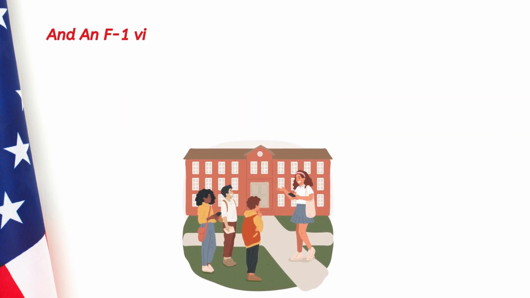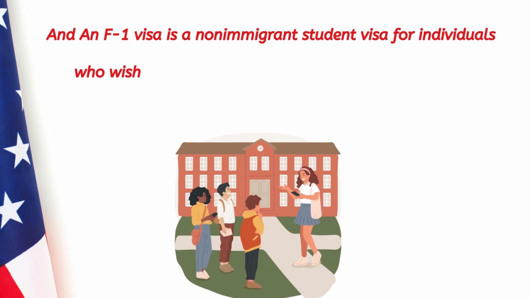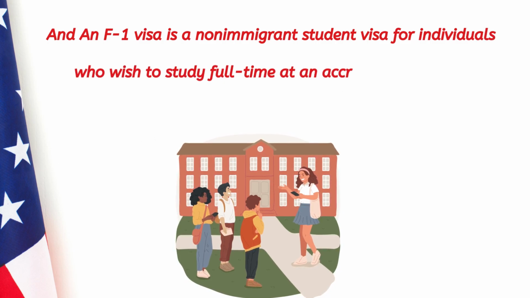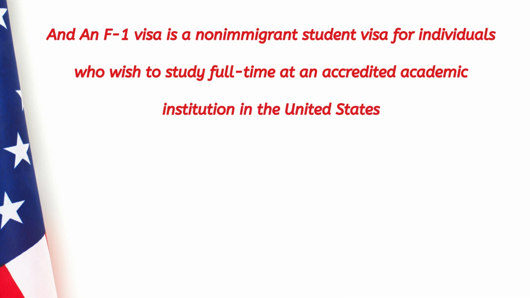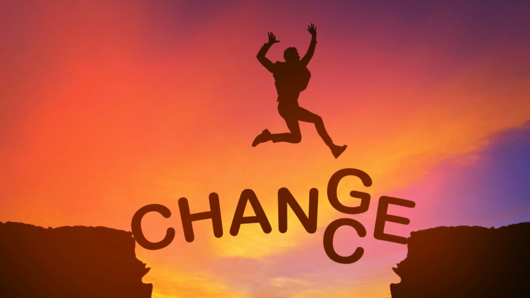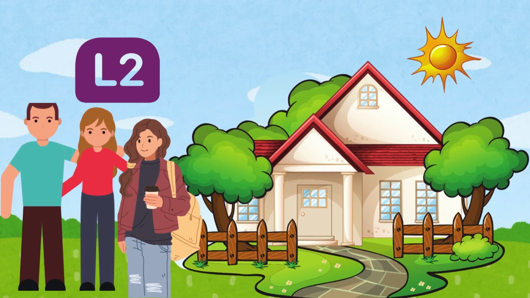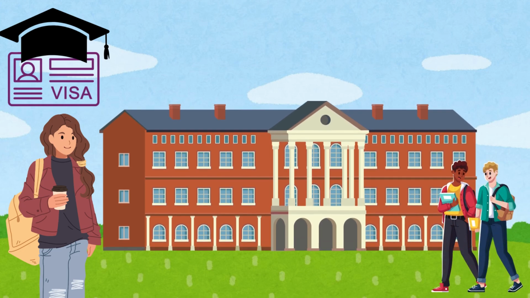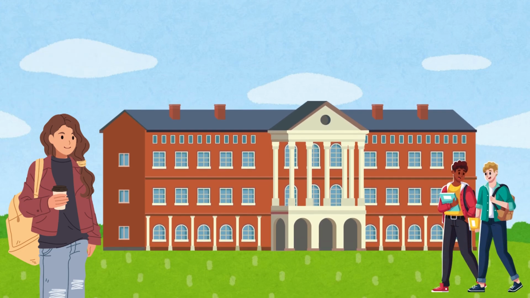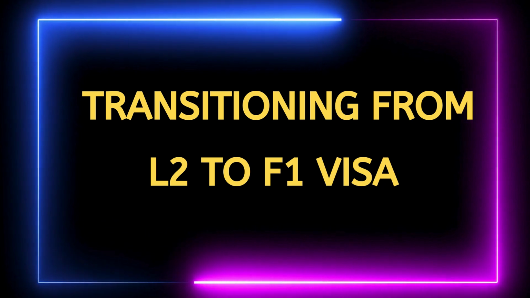On the other hand, an F-1 visa is a non-immigrant student visa for individuals who wish to study full-time at an accredited academic institution in the United States. And transitioning from an L-2 visa to an F-1 visa involves changing your status from dependent of an L-1 visa holder to a student visa holder. And so, let's dive straight into the process of transitioning from an L-2 to an F-1 visa.